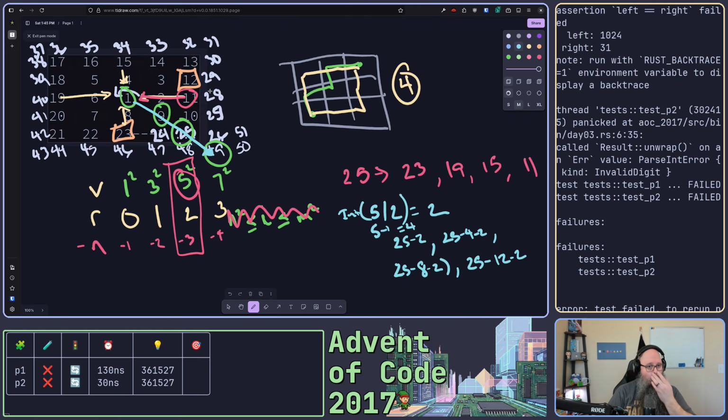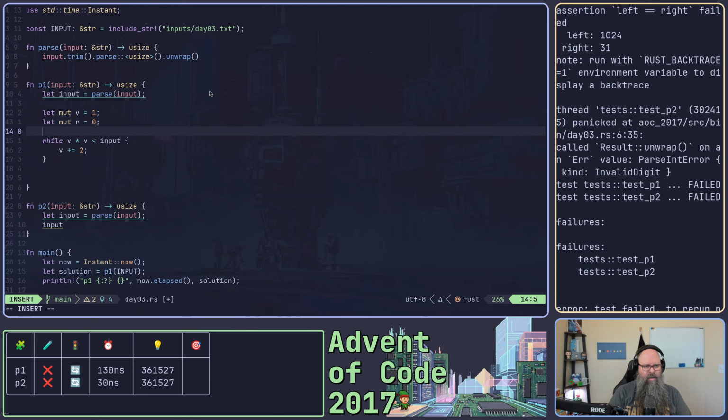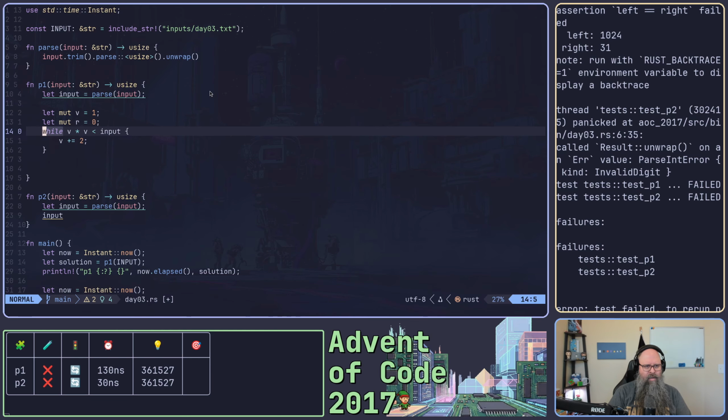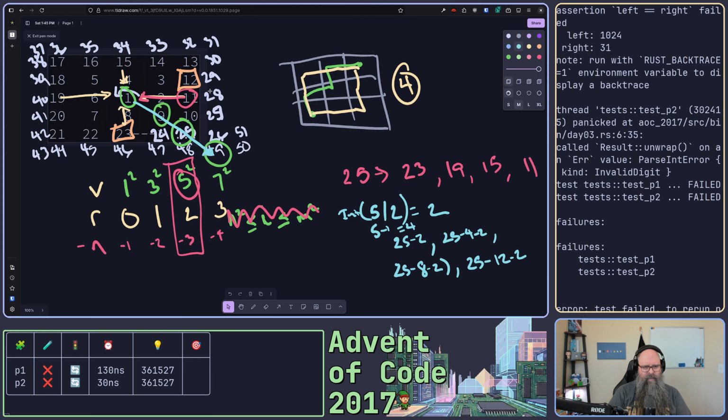Okay. Oh, we also want to track our R. Oops. Is that right? I think we just track it, right? Because this is going to be our radius. So each time we step, we have a new radius. So this is our R. And this is our V. Okay.